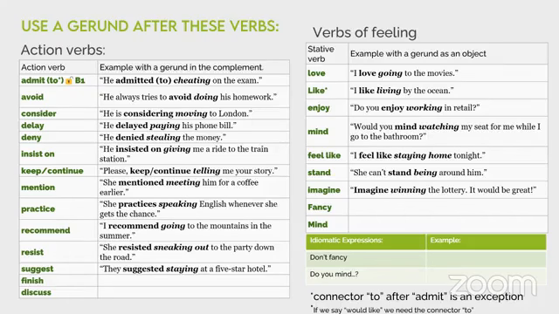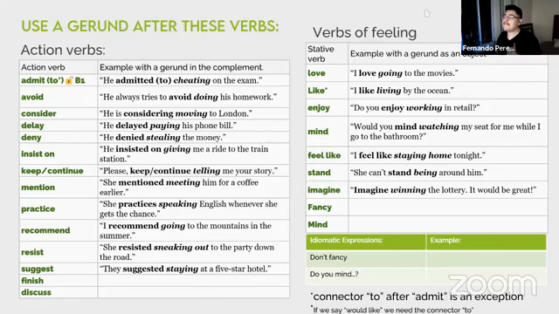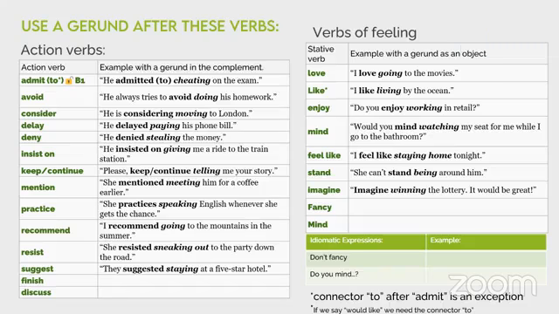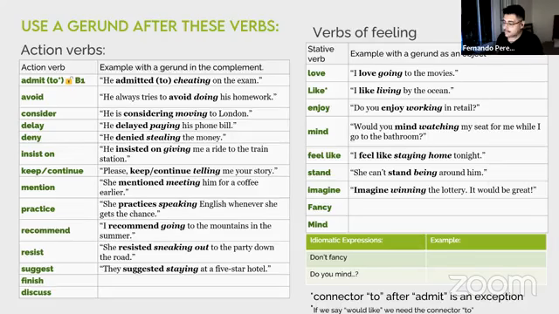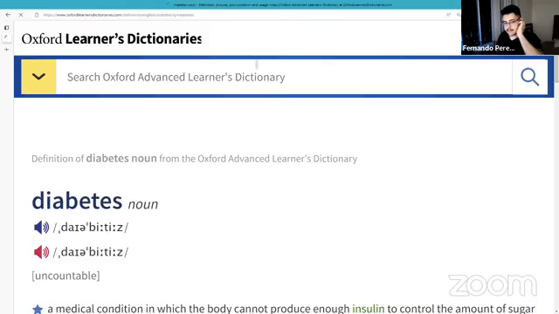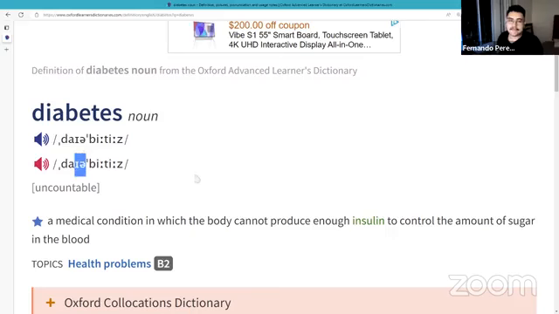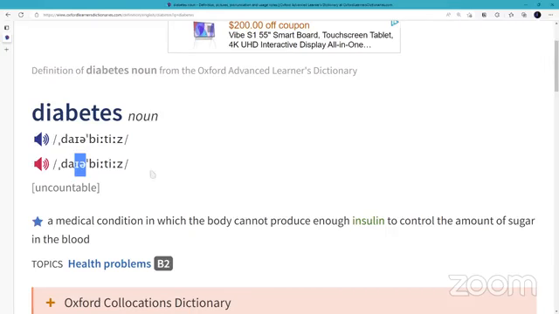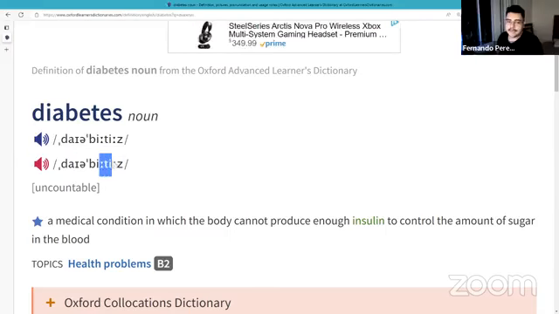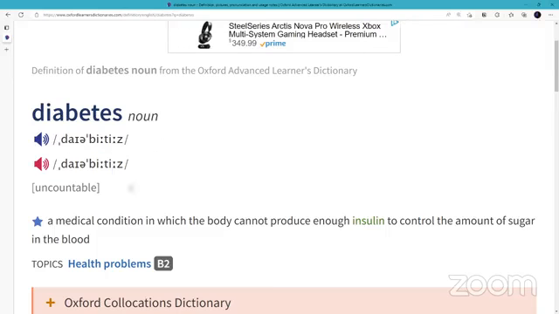I avoid eating candies because my mother have diabetes. My mother have, no: I have, you have, and my mother has. Exactly. Again. Because my mother has diabetes. Perfect. Pronunciation. Diabetes. Correct. Diabetes. That's right. Complete.